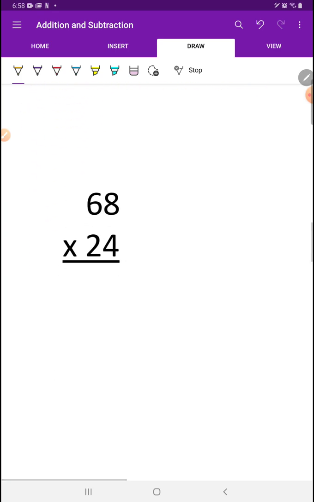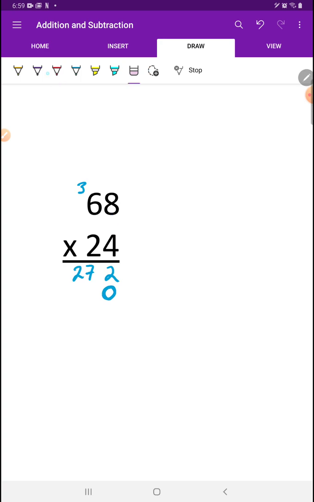Critically important. Okay, I'm going to do one more, but I'm not going to explain as much again here. All right, so 4 times 8 is 32. Write the 2 down, carry the 3. 4 times 6 is 24, plus 3 is 27. Then I'm going to put my 0 to hold the place.